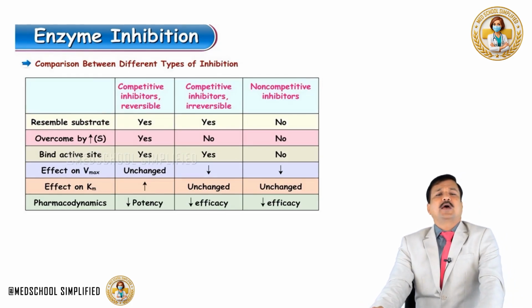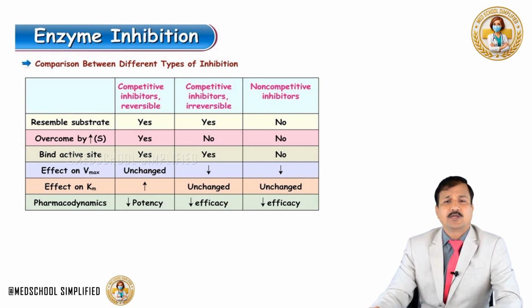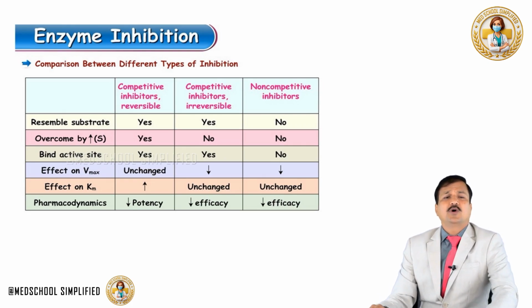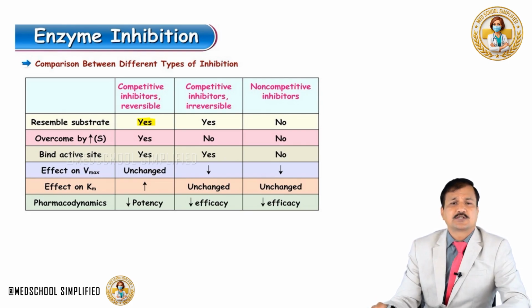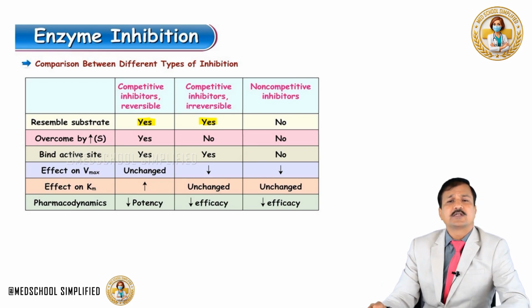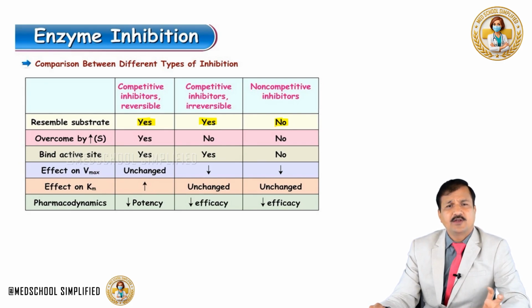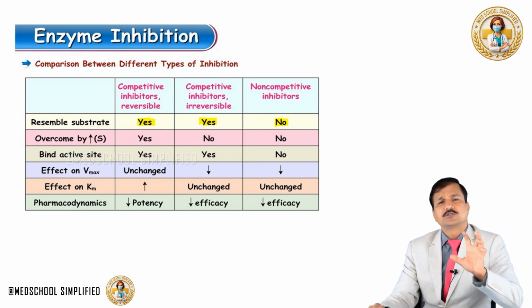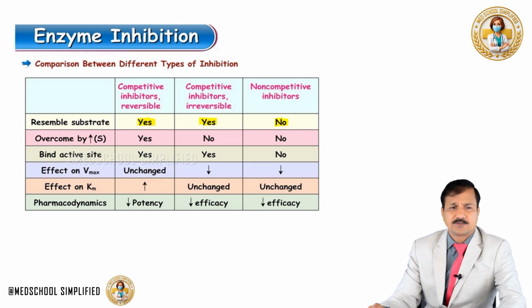Now let's compare a competitive inhibitor which is reversible, a competitive inhibitor which is irreversible, and a non-competitive inhibitor, which is an irreversible type of inhibitor. A competitive reversible inhibitor is a structural analog. It is going to compete with the natural substrate. A competitive irreversible inhibitor is also a structural analog, whereas a non-competitive inhibitor is not. Whenever you see the term competitive, usually those inhibitors are structural analogs because they are going to compete with the natural substrate.